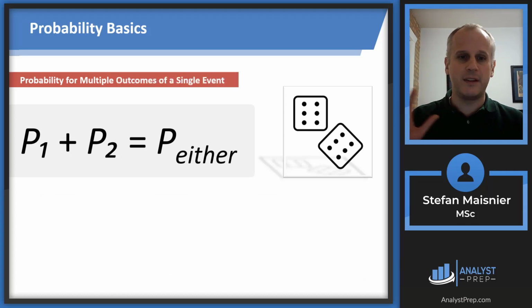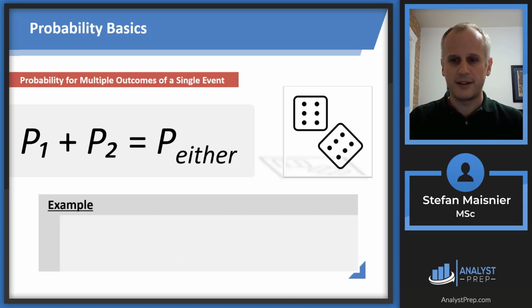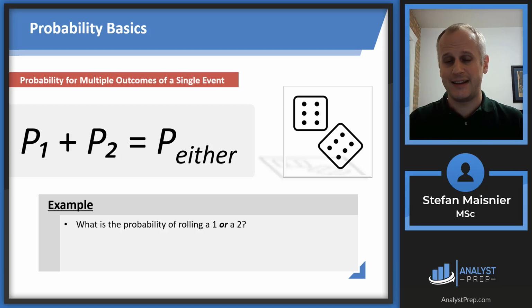The probability for multiple outcomes of a single event, however, is going to be the probability of the first desired outcome plus the probability of the second desired outcome, and that's going to be the probability of either desired outcome. So let's consider another example involving our dice. What is the probability of rolling a 1 or a 2? Your differentiator here is that previously we considered this and that as a probabilistic scenario. Here we're considering this or that.